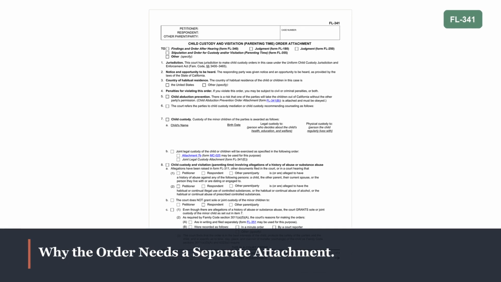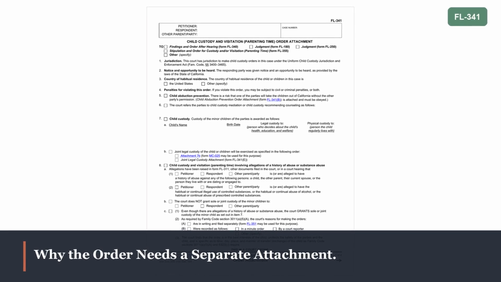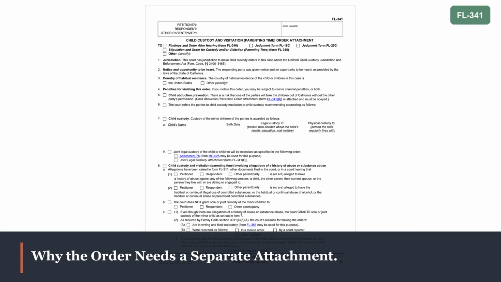Why the order needs a separate attachment. A judgment or a findings and order after hearing covers the overall resolution of a case or a hearing, custody being just one piece. FL-341 exists so the custody and parenting time terms get the space they need. A full weekday, weekend, holiday, and vacation schedule doesn't fit cleanly into the main body of a judgment, so it lives in this dedicated attachment instead.